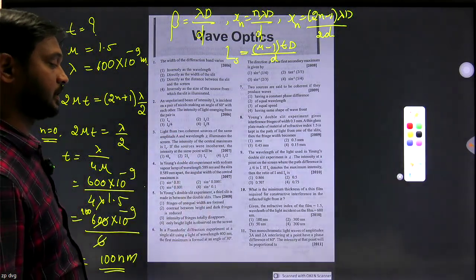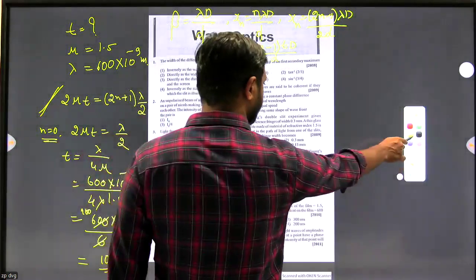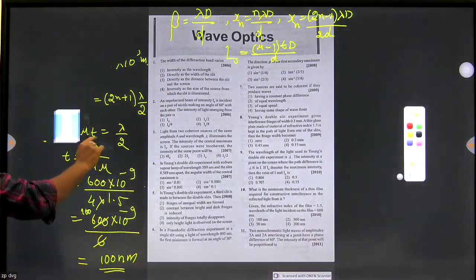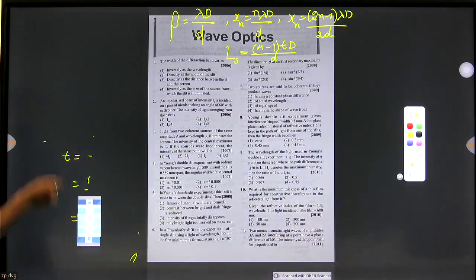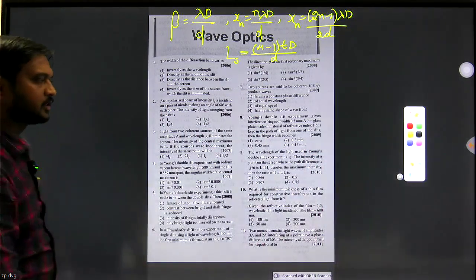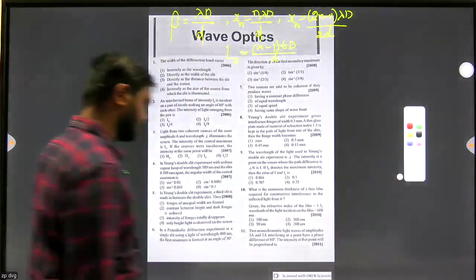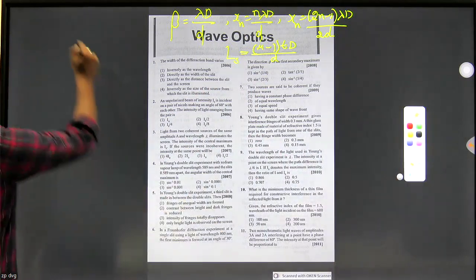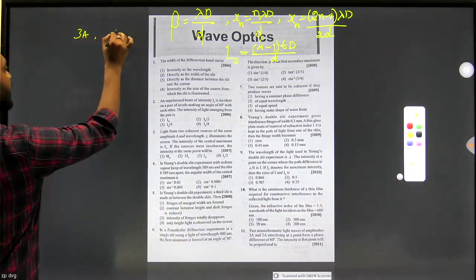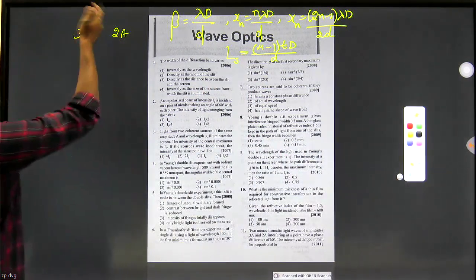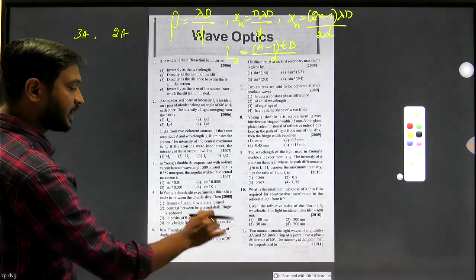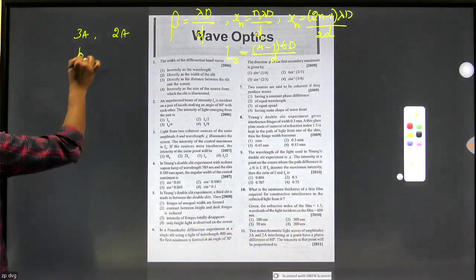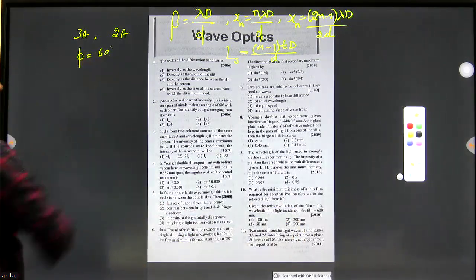Question number 11, the easiest question. Two monochromatic light waves of amplitude 3A and 2A, that is A1 is 3A and A2 is 2A, interfering at a point, have a phase difference of 60 degree.